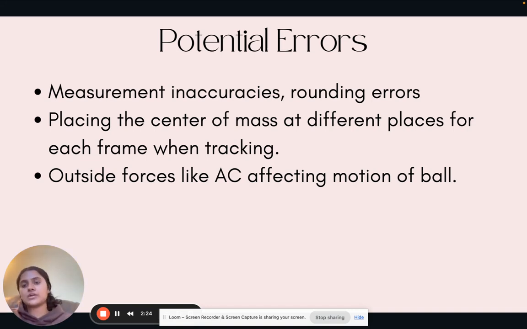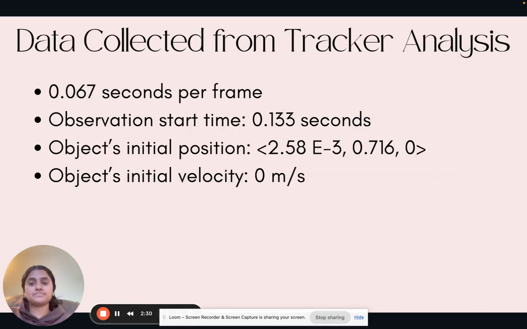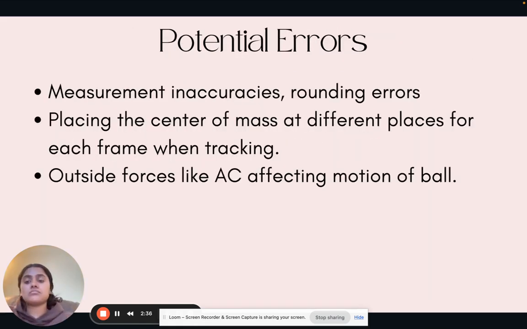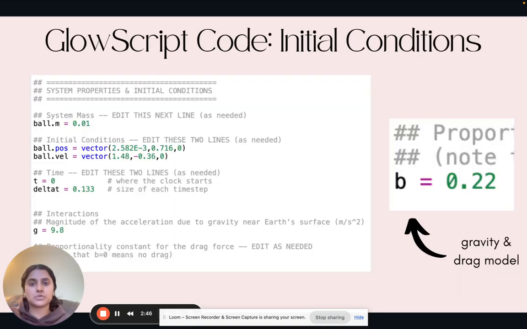So some potential errors that I may be facing are measurement inaccuracies due to rounding errors. Additionally, when using the tracker for each frame, placing the center of mass at different places might affect the motion being tracked, and additionally outside forces like the AC blowing onto the ball will affect the motion of it.